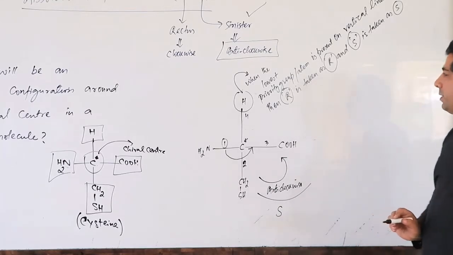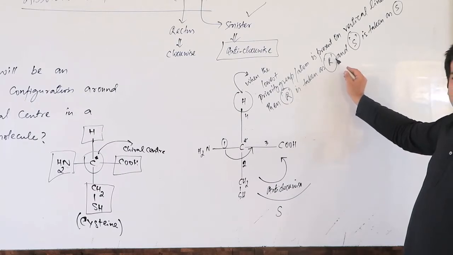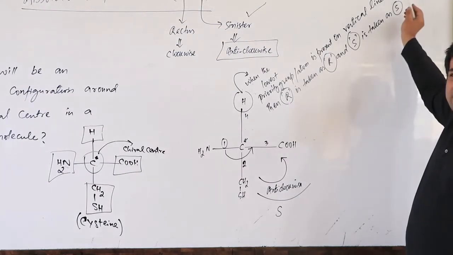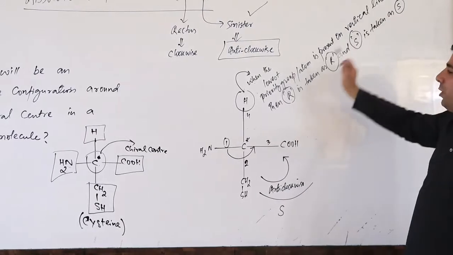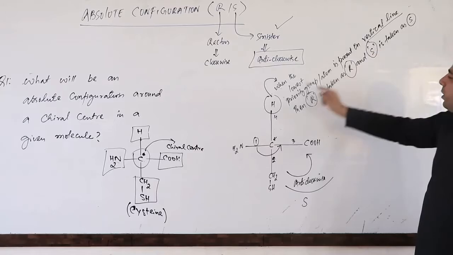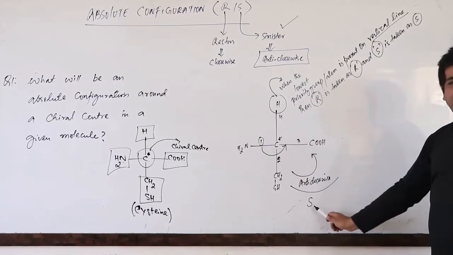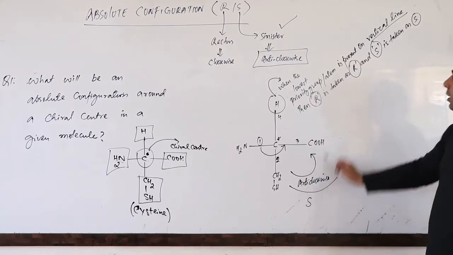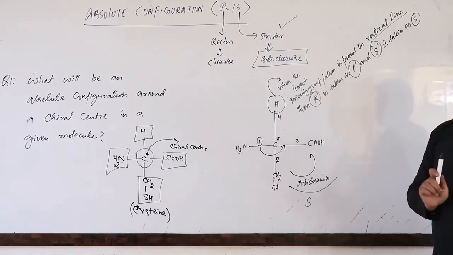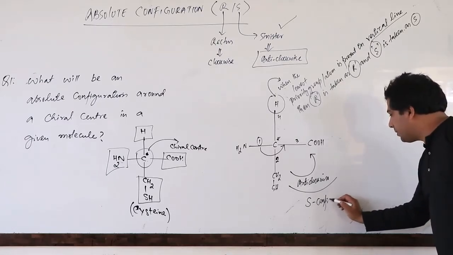So my dear friends, if you get R, R will be taken as R only. And if you get sinister configuration, it will be considered as sinister only, when your lowest priority group or atom is present on the vertical line. Look here, hydrogen is present on the vertical line. So which configuration are you getting? S configuration. And S is taken as S. So you should not change it, you should keep it as S only. So this is a trick actually. So you are getting here S configuration.